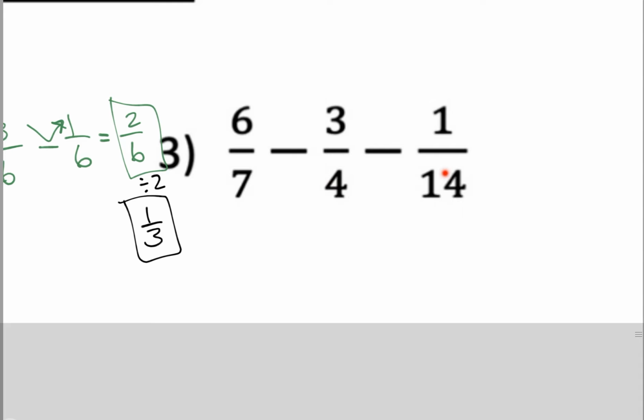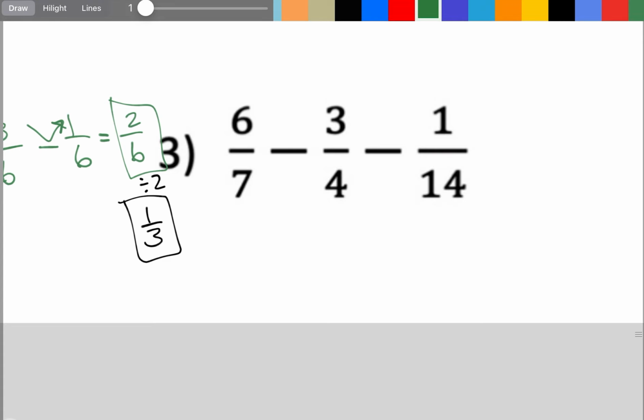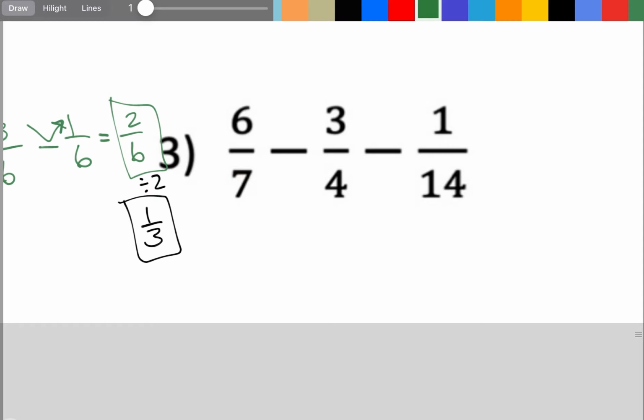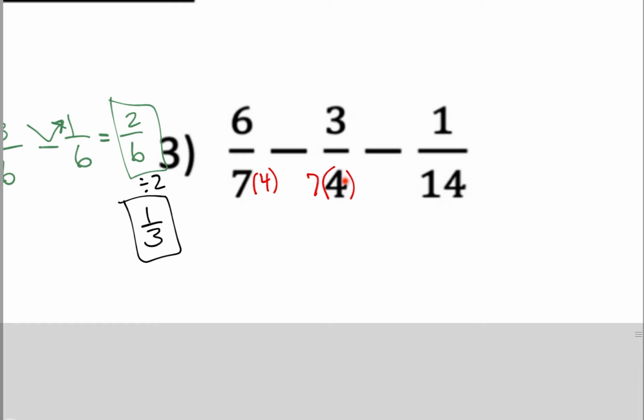Can't change a 4 into a 14. So I gotta do some fancy stuff here. I have a way of making 7 look like 4. I have a way of making 4 look like 7. Watch this. If I give 7 a 4 and I give 4 a 7, they look the same now. Isn't that something? They both look like 7 times 4. Wow.